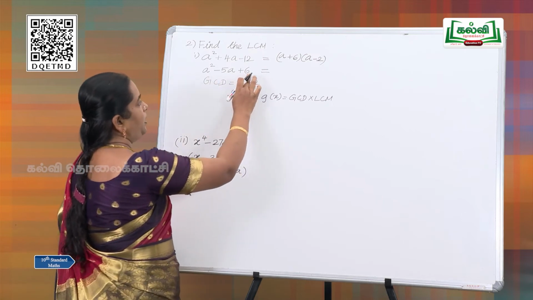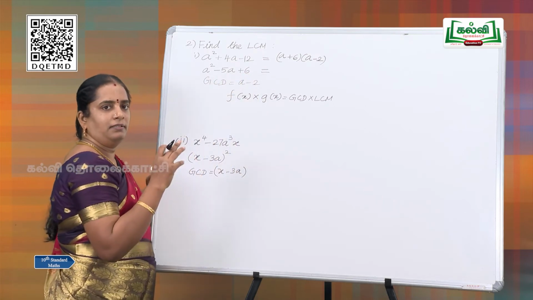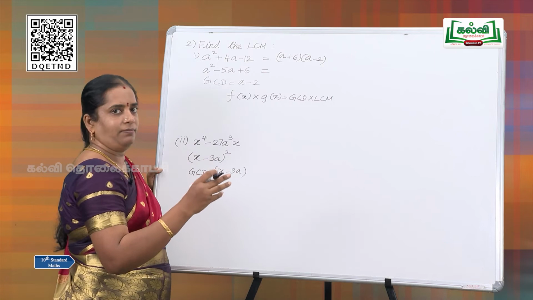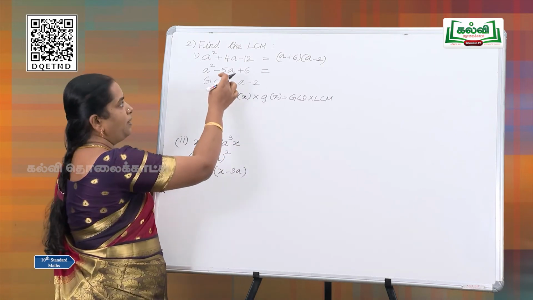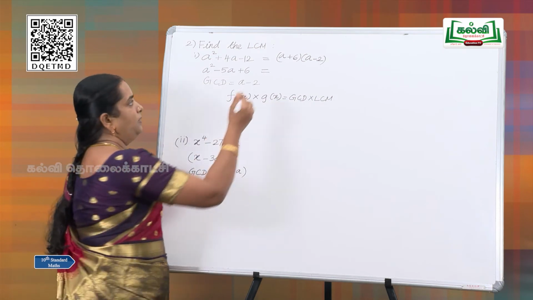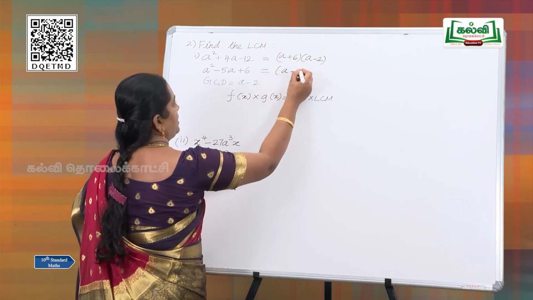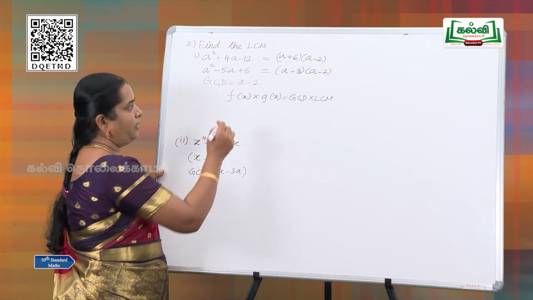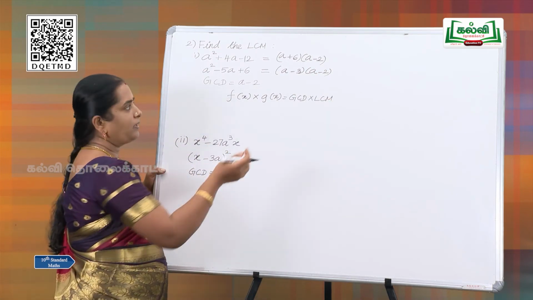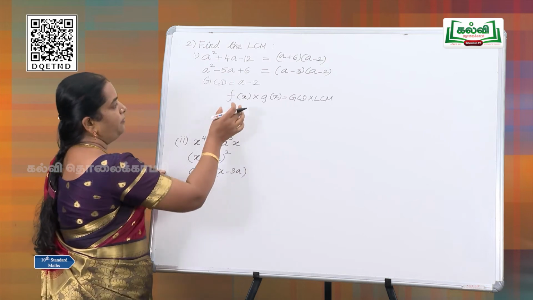And here also the product is 6 and their sum is 5. So, the numbers are very good, 2 and 3. As the sum is negative, we have to write it as a minus 3 into a minus 2. So, after factorizing, we can use the relationship and substitute the values we have got.